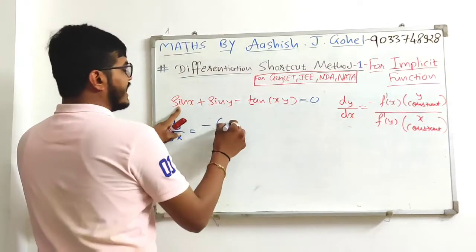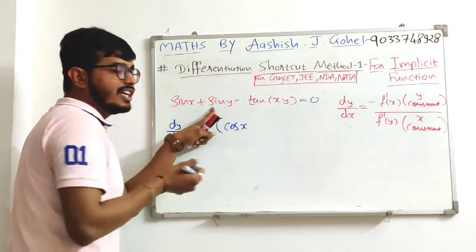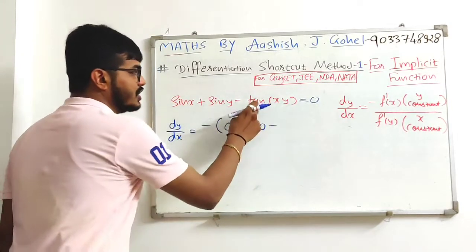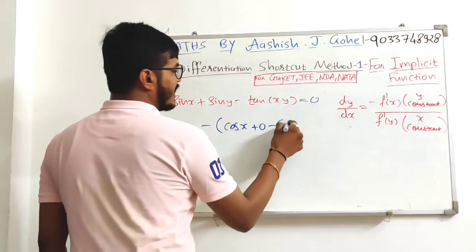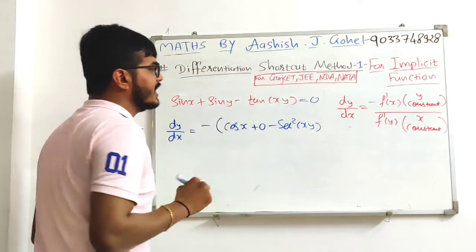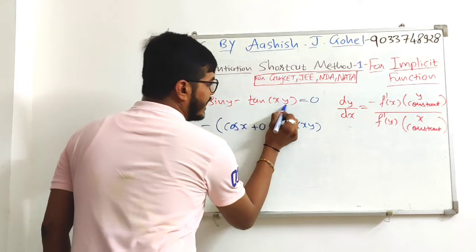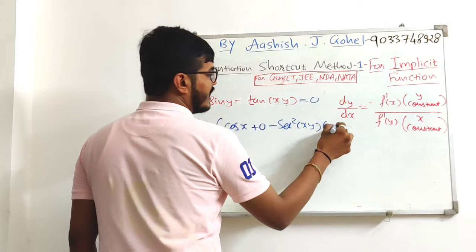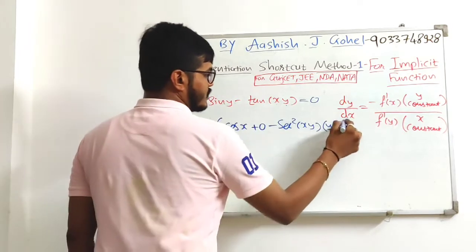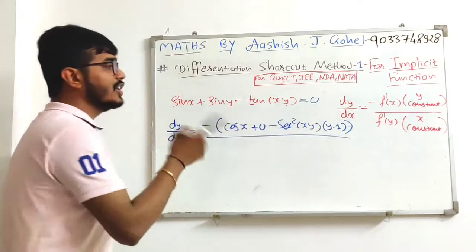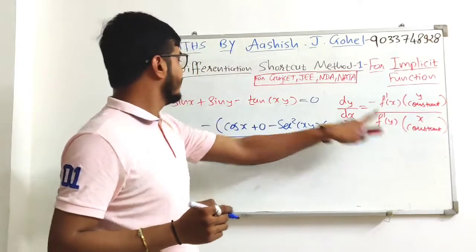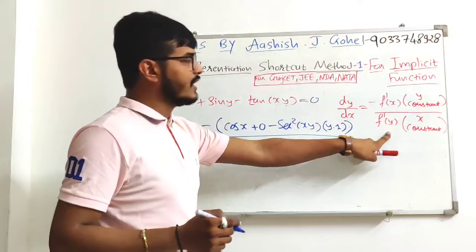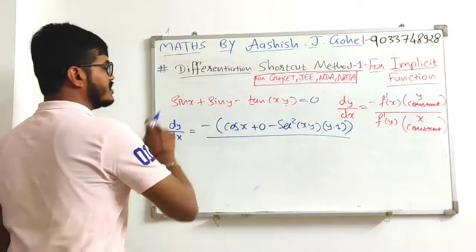So the differentiation of sin x is cos x. Here the term containing y only is constant. Here minus differentiation of tan xy is what? Sec square xy. Now here y is constant, so if I differentiate xy with the help of chain rule, then y as it is and differentiation of x is 1. So the numerator is completed. Okay, now in the denominator we need to differentiate the same equation with respect to y, keeping in mind that x is constant.